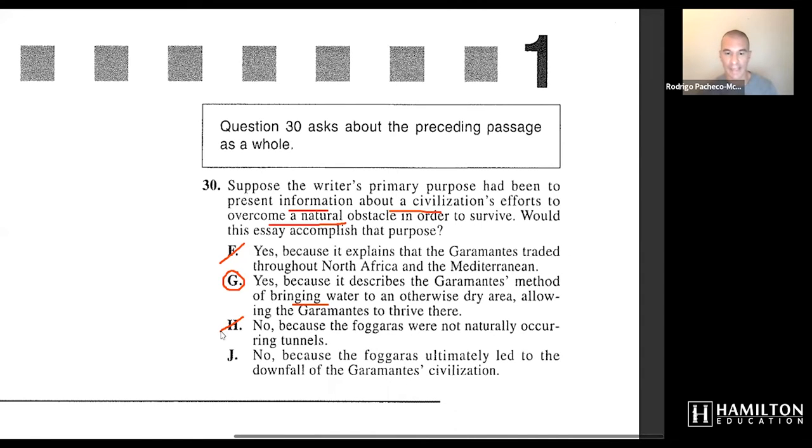We can eliminate H, and J, no, because the Fagars ultimately led to the downfall of the Garamantes civilization. That's not really relevant to this question. The question is about doing something to overcome an obstacle, a natural obstacle, and that is living in the desert. So we can also eliminate J.